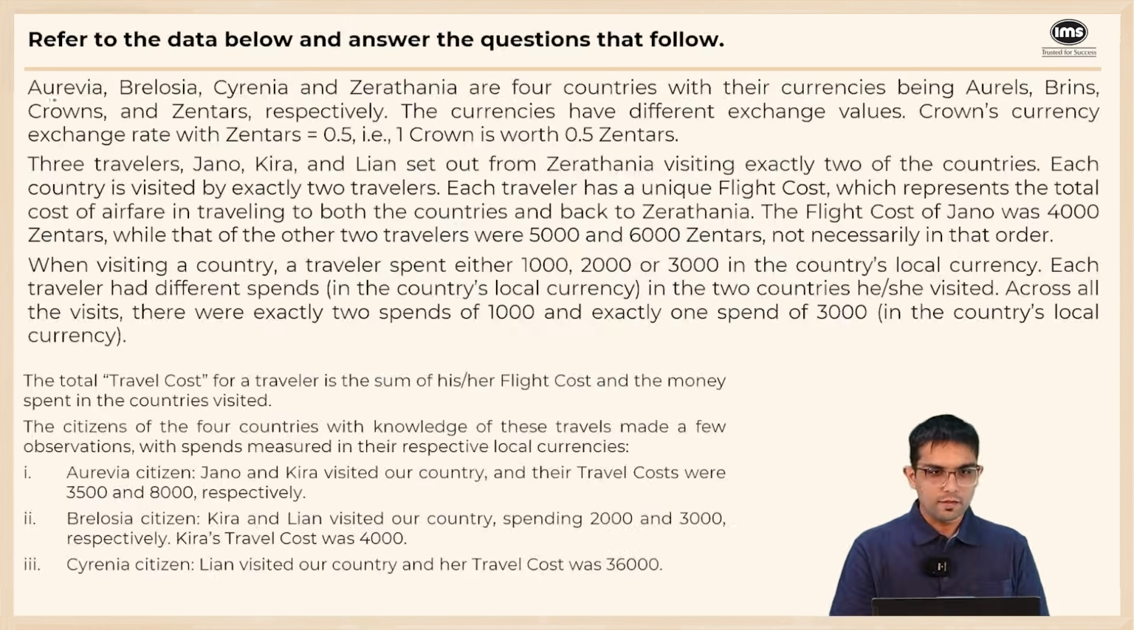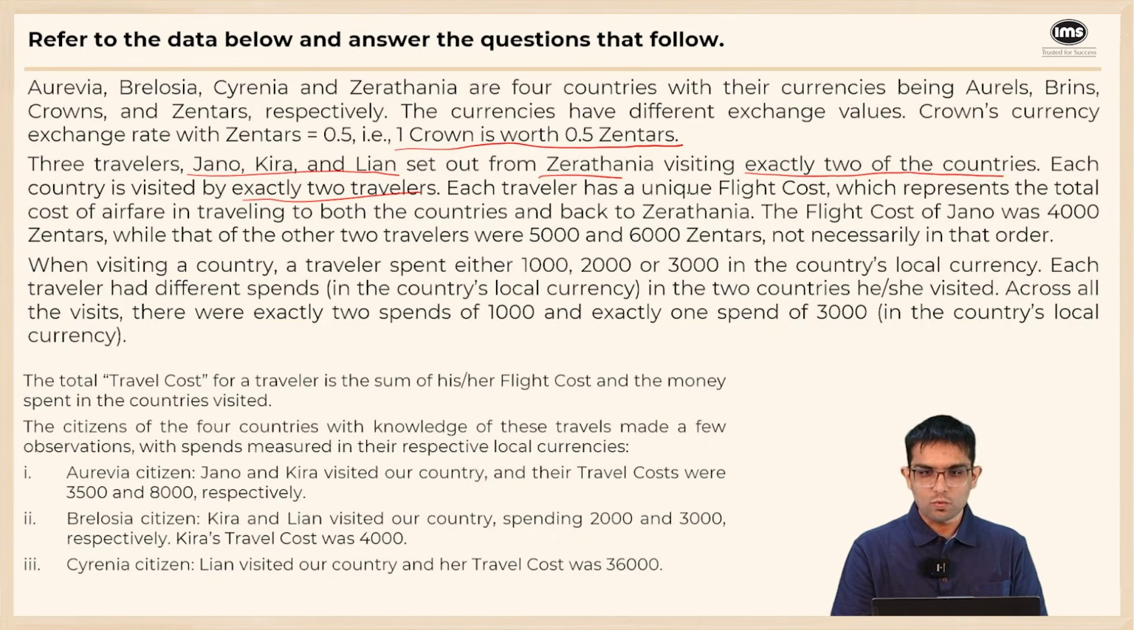Now this set says A, B, C and Z are four countries with their currencies being A, B, C and Z respectively. The currencies have different exchange values. C's exchange rate with Z is 0.5, that is 1 C is worth 0.5 Z. Three travelers J, K and L set out from Z visiting exactly two of the countries. This is important, exactly two countries. Each country is visited by exactly two travelers.